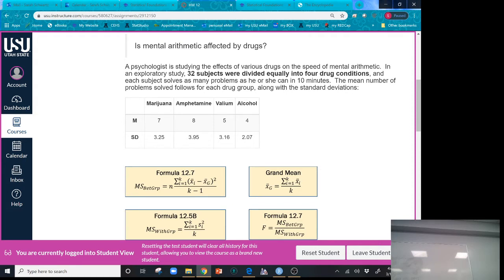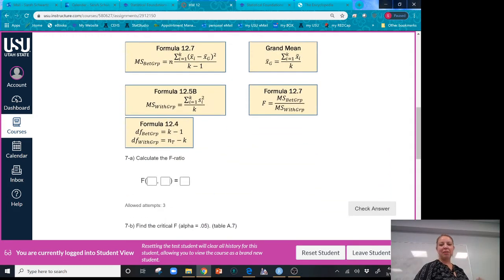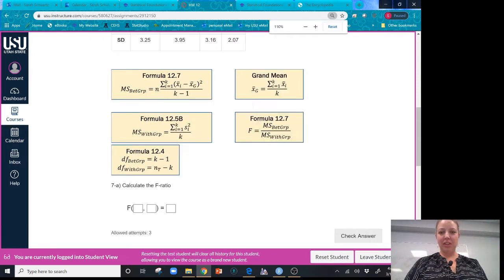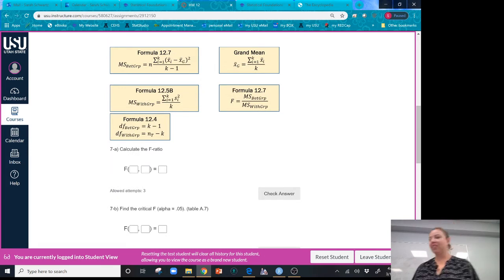Does anyone have any questions with how you do the calculations? Plug in the numbers. Now, on this one, I will say that the critical F that you look up in the table was originally wrong. That's what some entered wrong here. This was the wrong number before. I fixed it now. When you look it up, I was off by a decimal place.